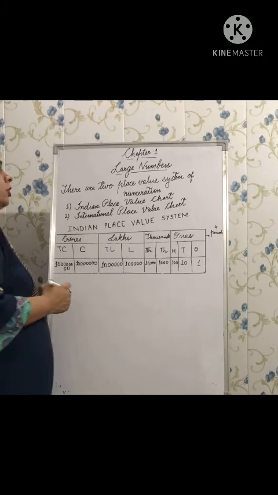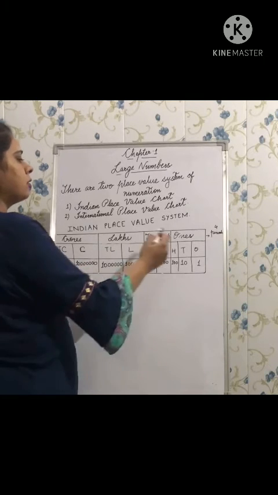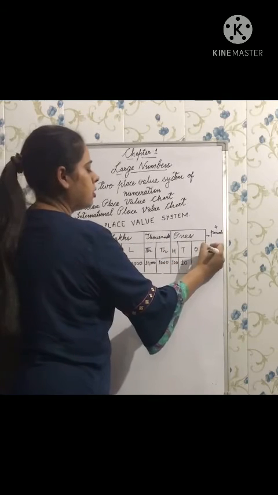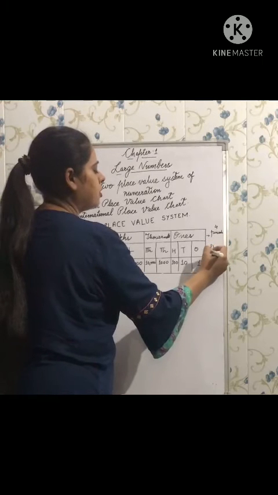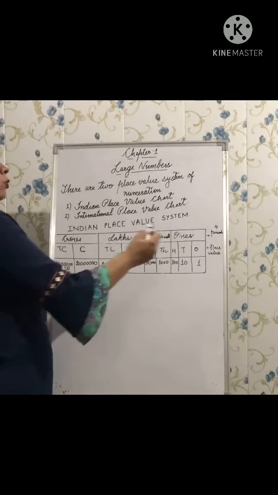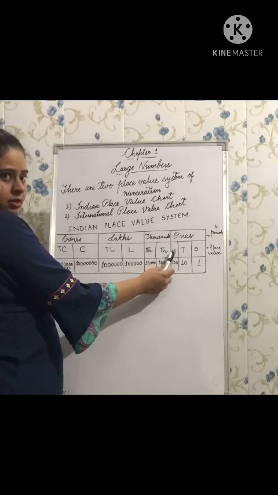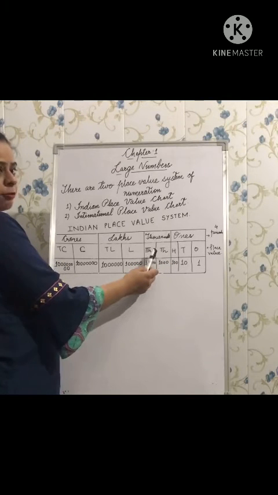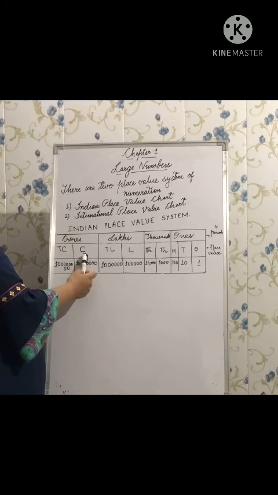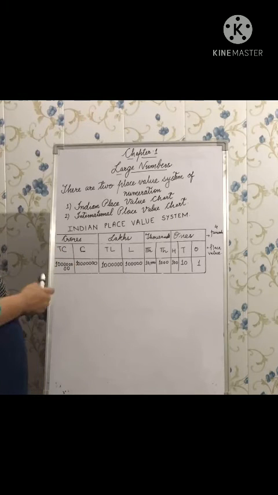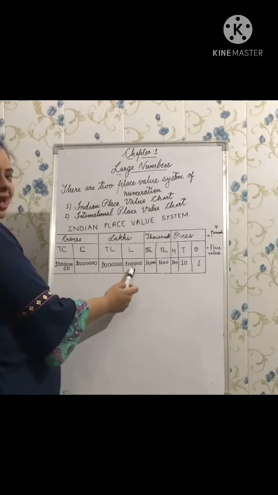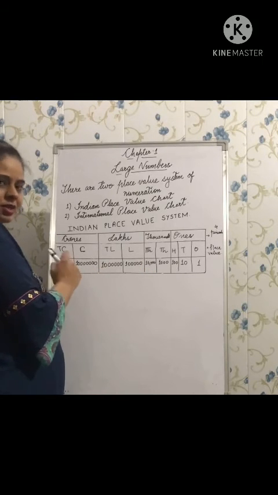Children, as you can see, there are four periods which are divided into places. They represent the place value of a digit. In ones period, there are three places. In thousands, there are two places. In lakhs, there are again two places. And in crores, there are two places. You can write it as ones, tens, 100, 1000, 10,000, lakh, 10 lakh, crore and 10 crore.